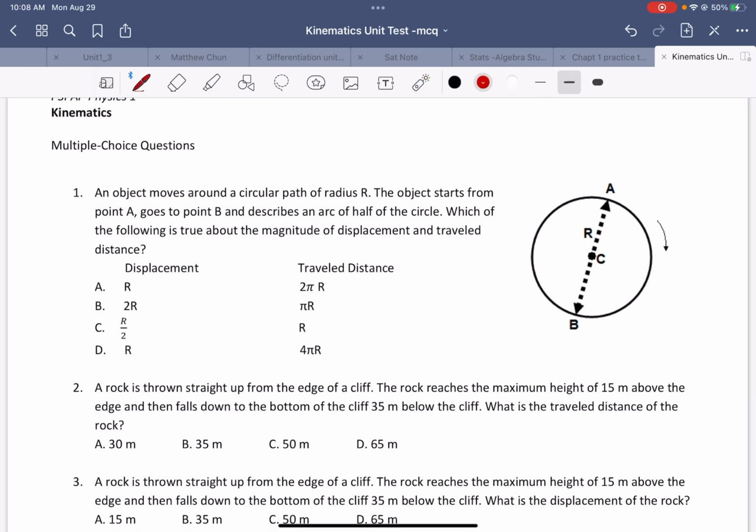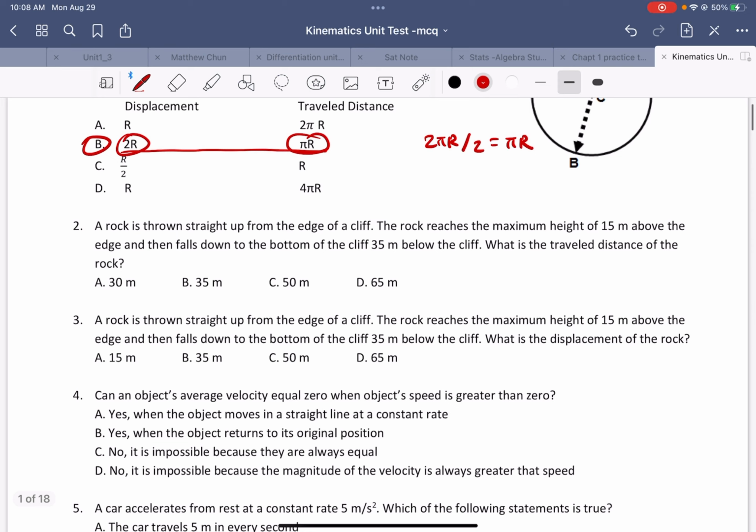semicircle perimeter, which is 2 pi r. 2 pi r divided by 2 will be pi r. Okay, so the distance traveled is this, and then the displacement is this. So the answer is B.